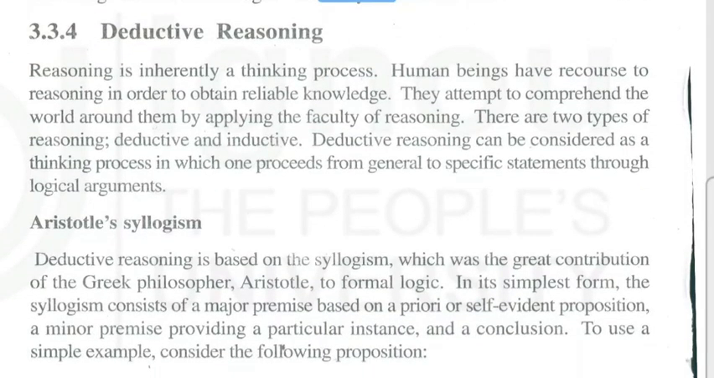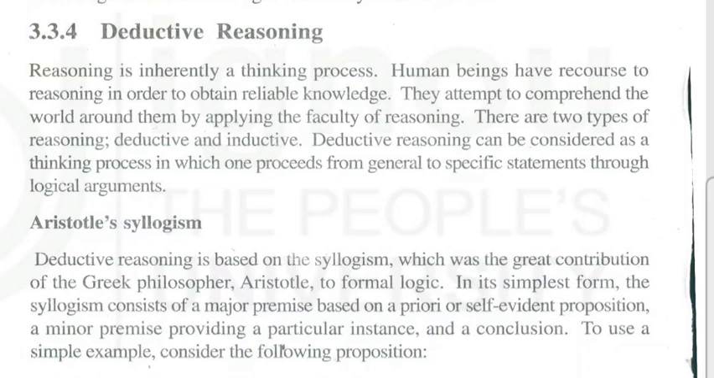3.4 Deductive Reasoning. Reasoning is inherently a thinking process. Human beings have recourse to reasoning in order to obtain reliable knowledge. They attempt to comprehend the world around them by applying the faculty of reasoning. There are two types of reasoning, deductive and inductive.